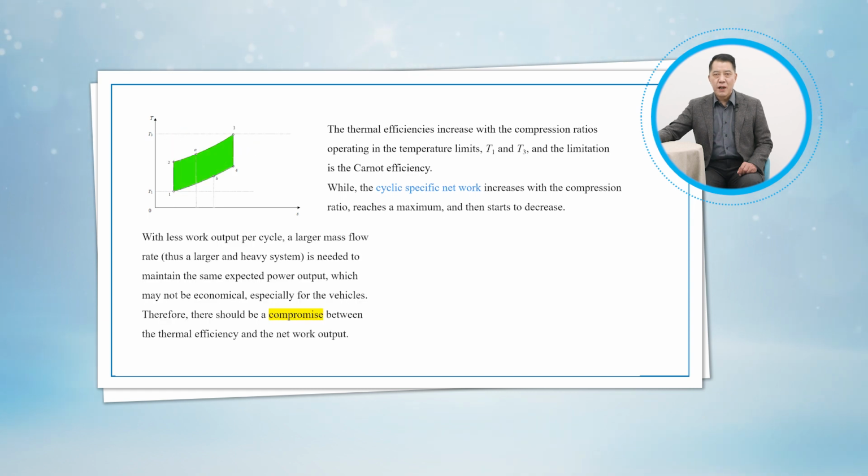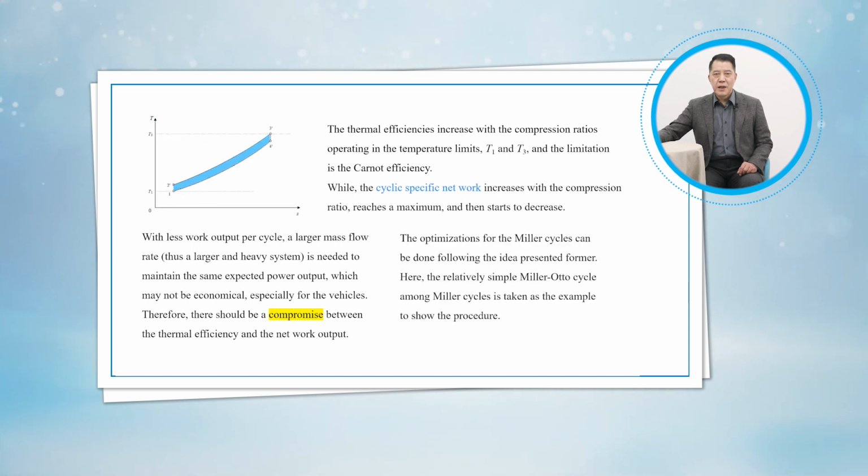With less work output per cycle, a larger mass flow rate is needed to maintain the same expected power output, which may not be economical, especially for vehicles. Therefore, there should be a compromise between the thermal efficiency and the net work output. The optimizations for the Miller cycles can be done following the idea presented former.